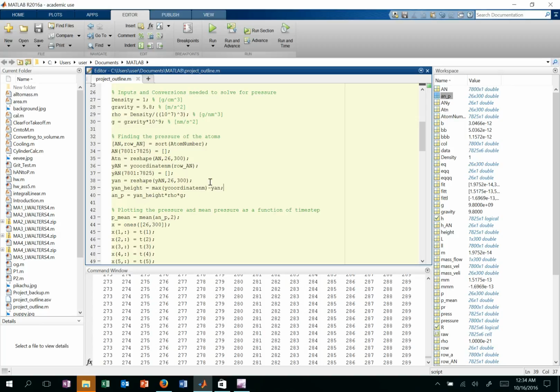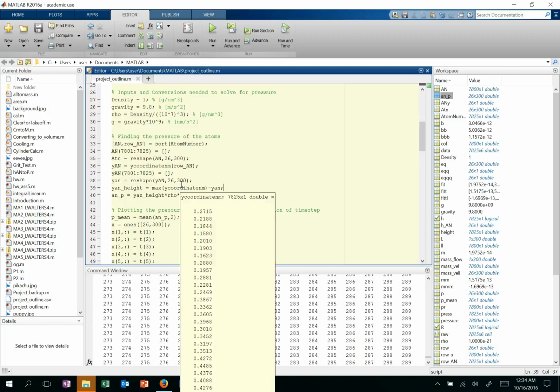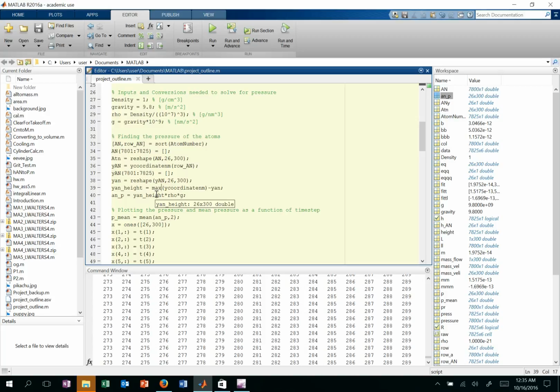We want to find the height. We need the height for pressure. We're not given the radius of the tube, so we're going to take the radius to equal the max y coordinate, and we're going to subtract the y coordinate of the particle at the time from that, and this will give us the length of the water above it, which is necessary for pressure. We're going to take this height, multiply it by our density and times our gravity to get the pressure.